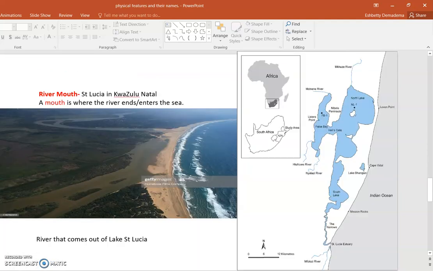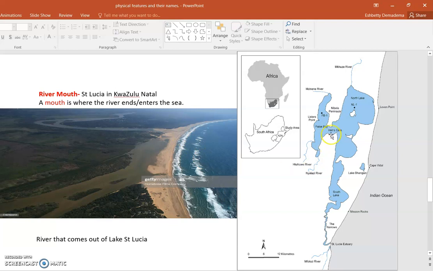Then we move on to the next one, the river mouth at St. Lucia in KwaZulu-Natal. We said that a mouth is where the river ends or where the river enters the sea. You can see that river there that's coming from Lake St. Lucia, and then this river comes in and goes straight into the sea. So that point there where the river goes into the sea, we call that the river mouth.